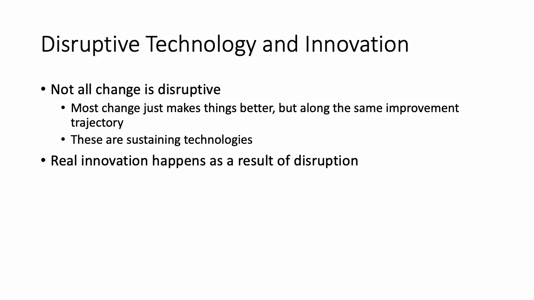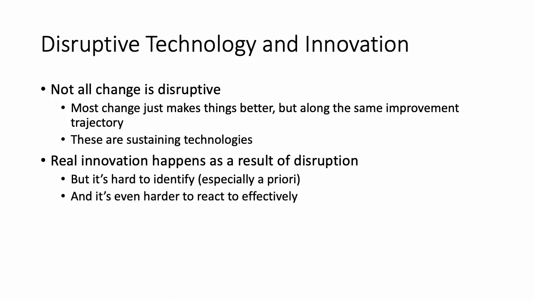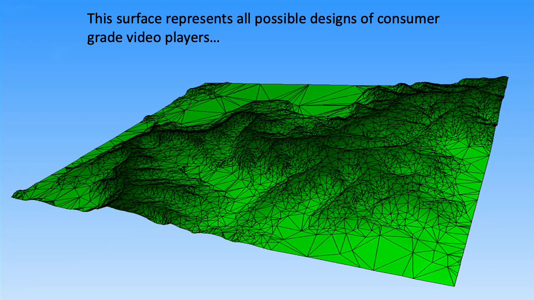Real innovation, though, is going to happen as a result of disruption. And here's what we mean by this: first of all, it's really hard to identify, especially in the situation that you're in. And it's even harder to react to effectively, to figure out what it is that you really ought to do about it. The benefit is that what it actually disrupts is the marketplace, and the marketplace will restructure itself as a result of that disruption. So let's look at an example here, an analogy.